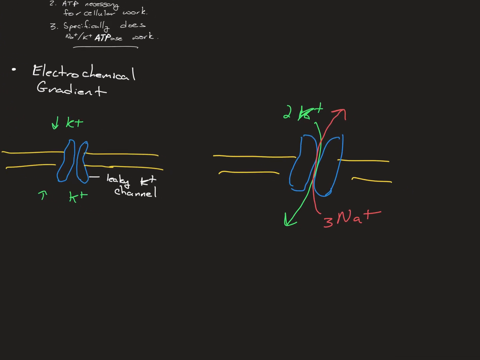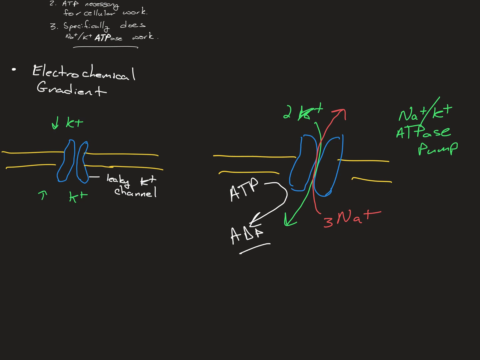So this is called an ATPase pump. Sodium potassium ATPase pump. You're absolutely right. That's exactly what would happen. Potassium would come in, sodium would go out. That's correct. But the reason that happens is because ATP is being used. ATP goes to ADP.